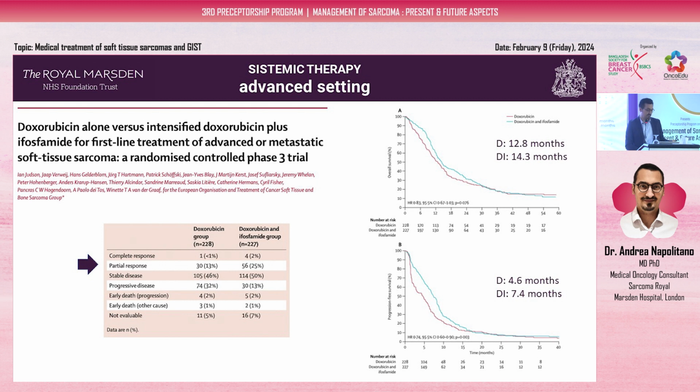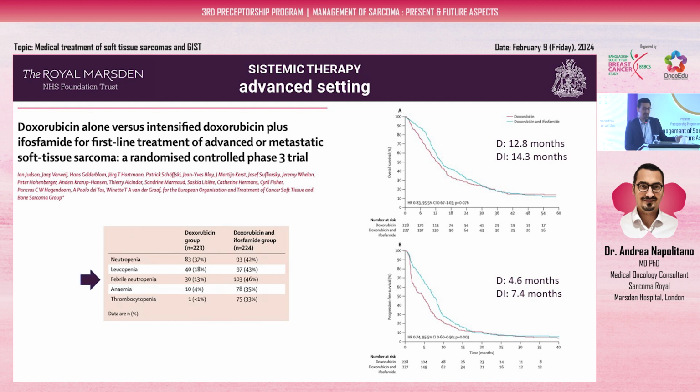But there is a cost, of course. And if we look at the febrile neutropenia, doxorubicin only has 13%, whereas in the doxyphos, it was 46%. So, of course, the toxicities are much higher. The renal toxicity, the neurotoxicity of the combination with ifosfamide is much higher. So we always have to balance the benefit and the risks.